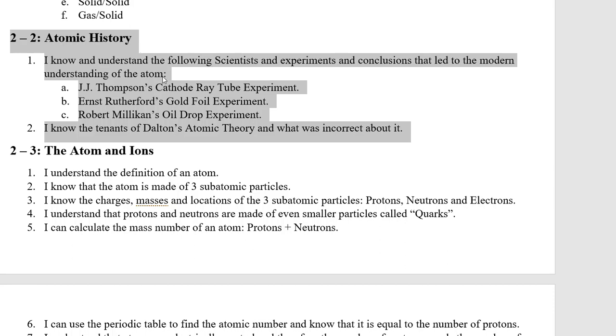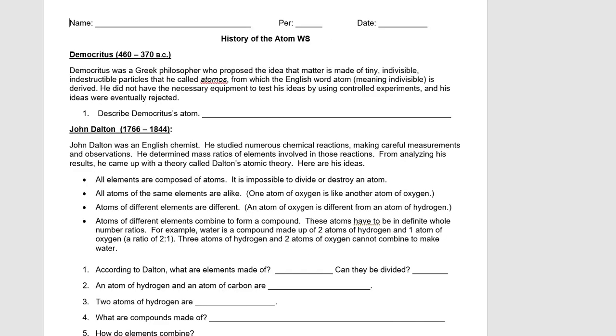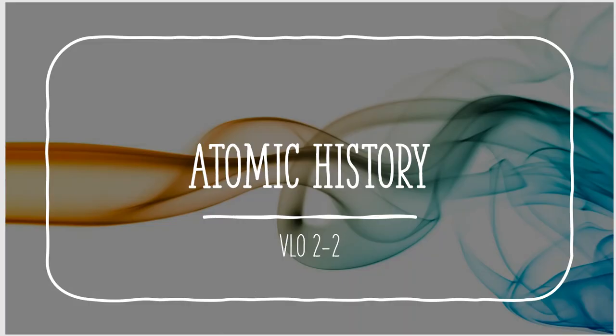Okay, so there are guided notes that go along with this. If you're at home and you want to fill out the guided notes, make sure you get a copy of those and print them out. Then also, there's a worksheet that you might be asked to do, and there's also a web activity that you can do. But that's going to depend on what your teacher wants you to complete. Okay, so let's get into it. All right, so atomic history.